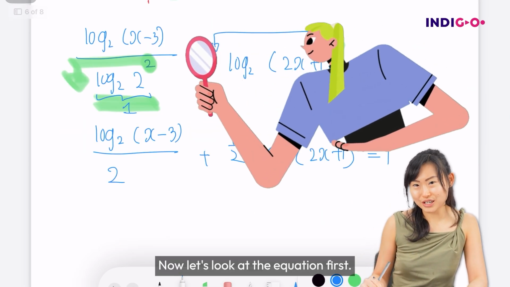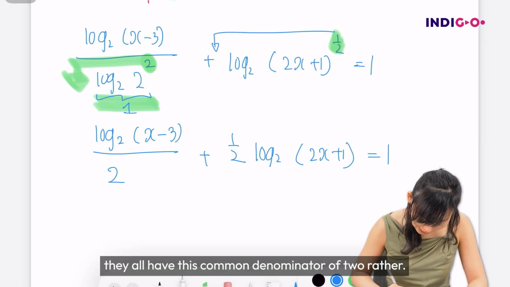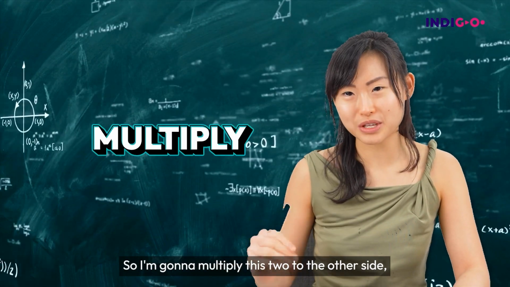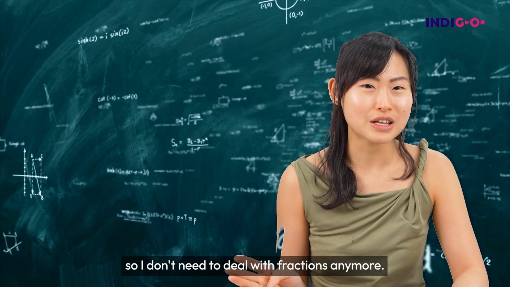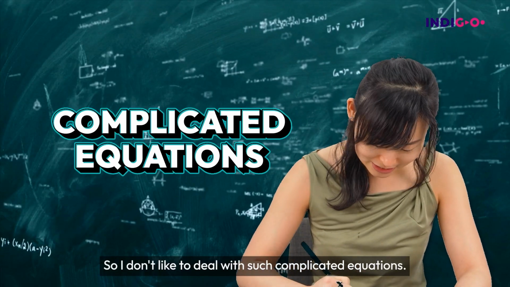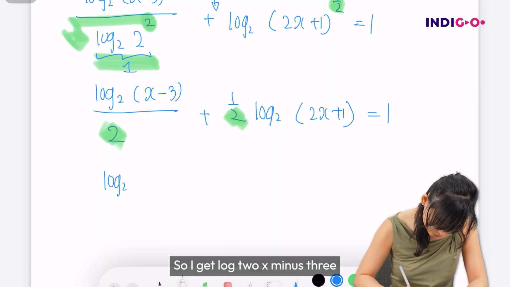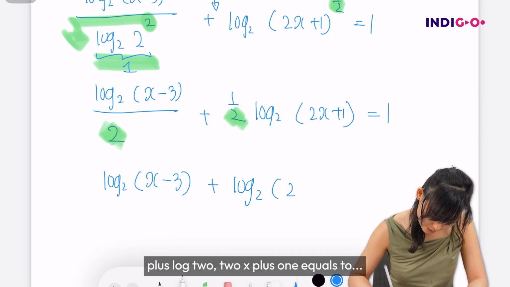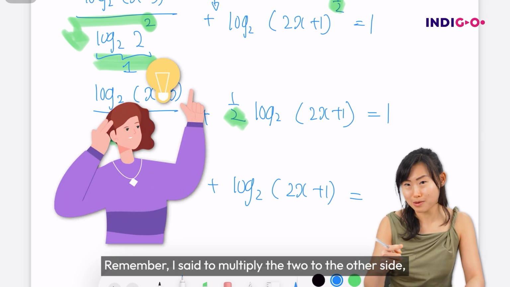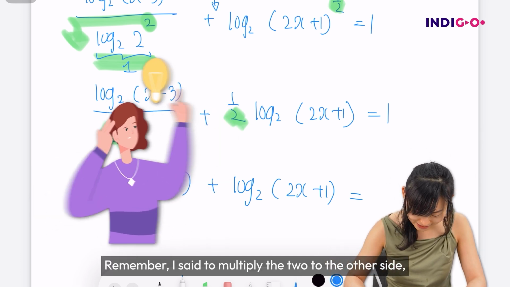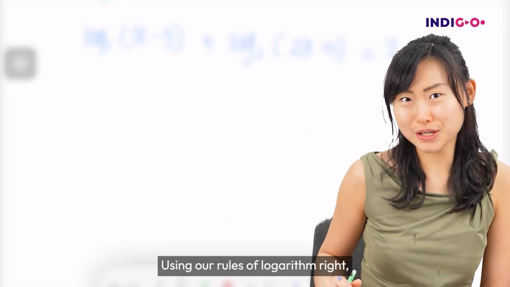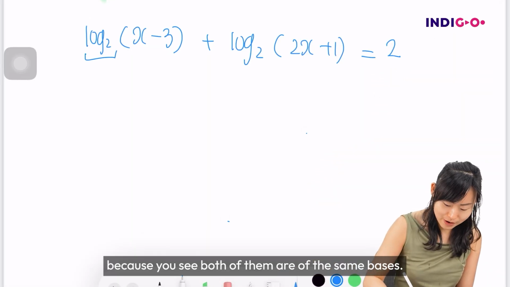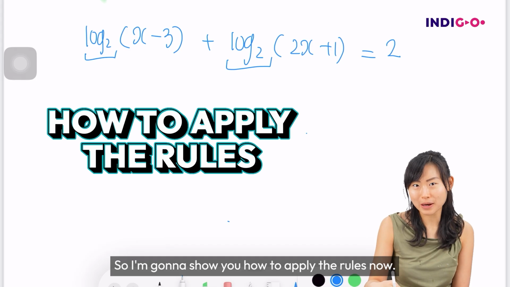Now let's look at the equation first. Do you realize they all have a common denominator of 2? So I'm going to multiply this 2 to the other side so I don't need to deal with fractions anymore. I don't like to deal with such complicated equations. So I get log base 2 of (x minus 3) plus log base 2 of (2x plus 1) equals, remember I said to multiply the 2 to the other side, 2. Using our rules of logarithms, we can actually combine these two logarithms because both of them are of the same base.